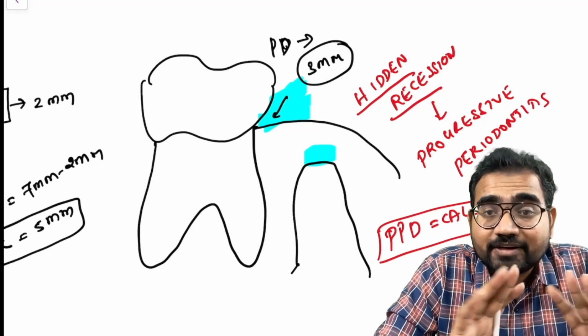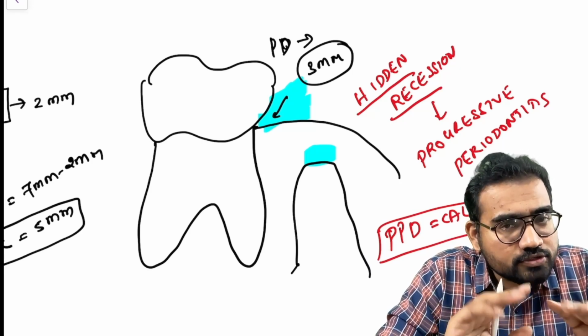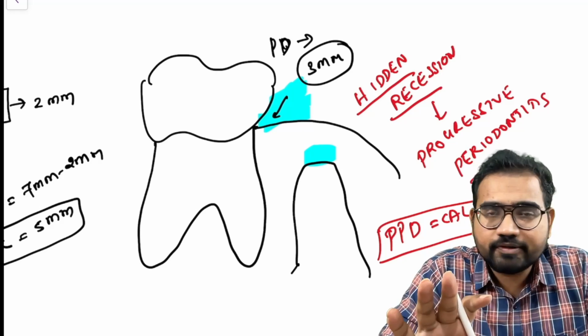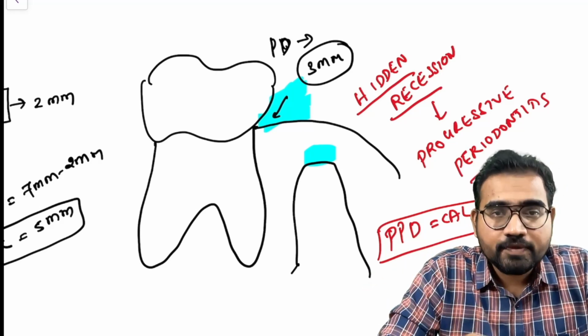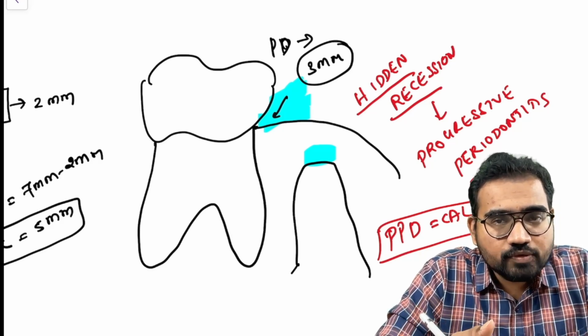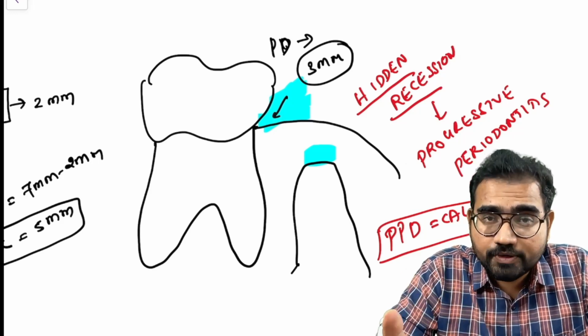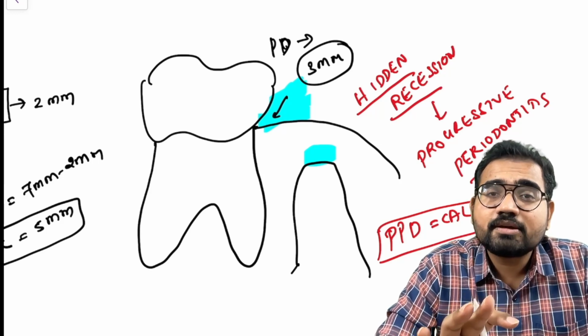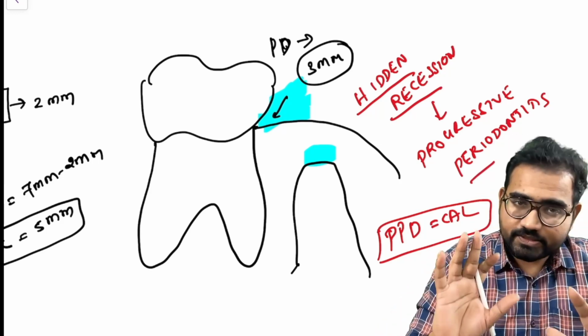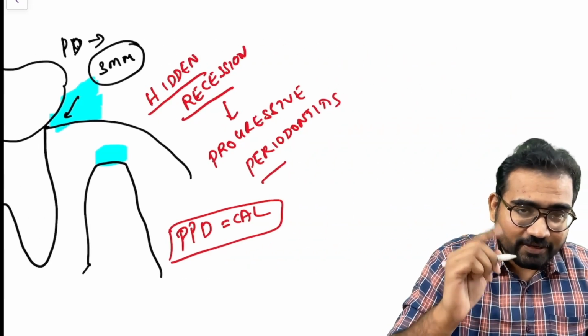So patient with black triangle, we take that example. What is black triangle? Loss of your interdental papilla. There will be a space between the 2 teeth, that is called black triangle. A patient with black triangle, there is interproximal soft tissue loss, but the probing depth is 2 mm. I am going to assume that patient is having hidden recession or a progressive periodontitis. So I'm going to mark them as PPD equal to CAL. Very simple, right? So the next scenario, I think everybody will know it.